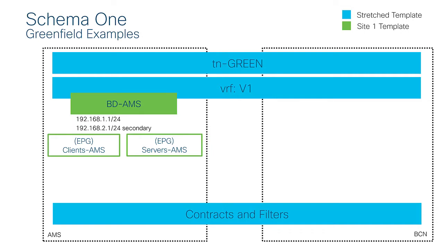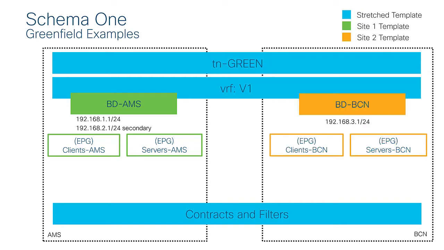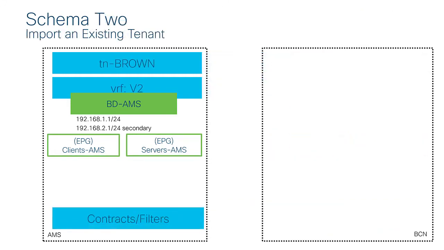I'll create some bridge domains and some EPGs that you see here. And then following on that, I'll create another template, or a template for site 2 only, and I'll create unique bridge domains and EPGs that are specific to site 2. For schema number 2, this would be importing an existing tenant.